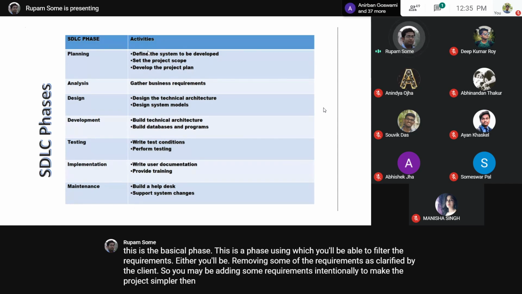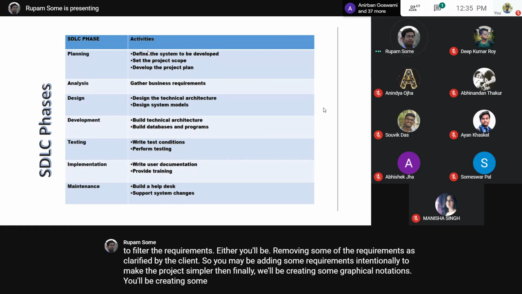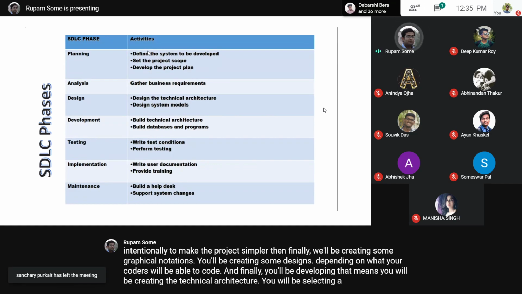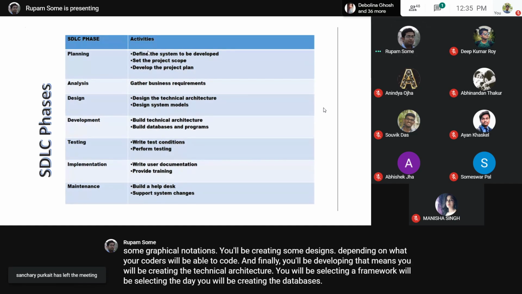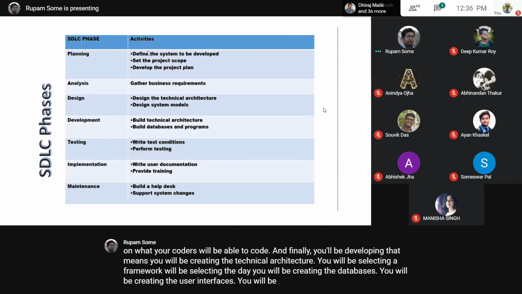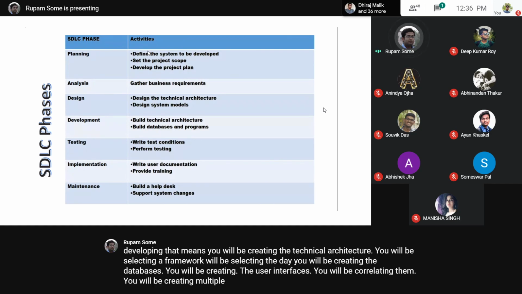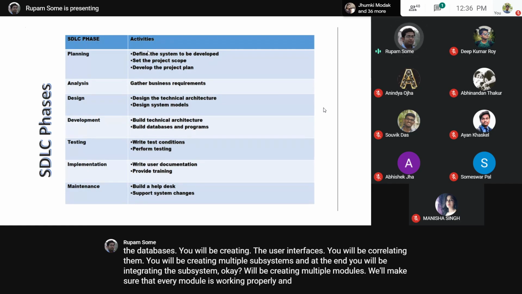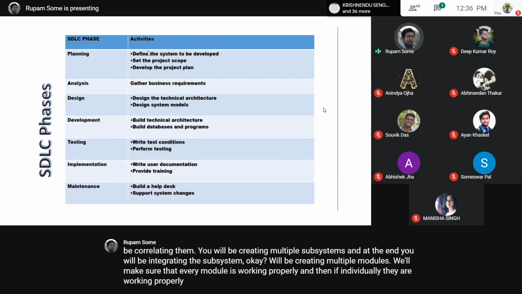Then finally, you'll be creating some graphical notations. You'll be creating designs depending on what your coders will be able to code. And finally, you'll be developing. That means you'll be creating the technical architecture. You'll be selecting a framework, creating the databases, and creating the user interfaces. You'll be correlating them. You will be creating multiple subsystems, and at the end you will be integrating the subsystems. You'll be creating multiple modules. You will make sure that every module is working properly individually, and then you'll be integrating them.